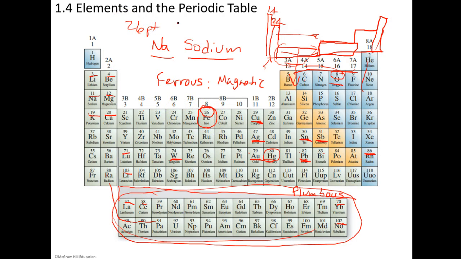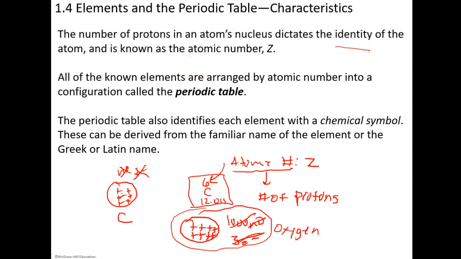What if I had 26 protons, 29,000 electrons, which is not possible, by the way, but let's just pretend it is, and 1 neutron. What element would it be? If you said iron, you are correct. It does not matter how many electrons. It does not matter how many neutrons. This is the identity of the atom. End of story. So all known elements are arranged by atomic number into the configuration called the periodic table.